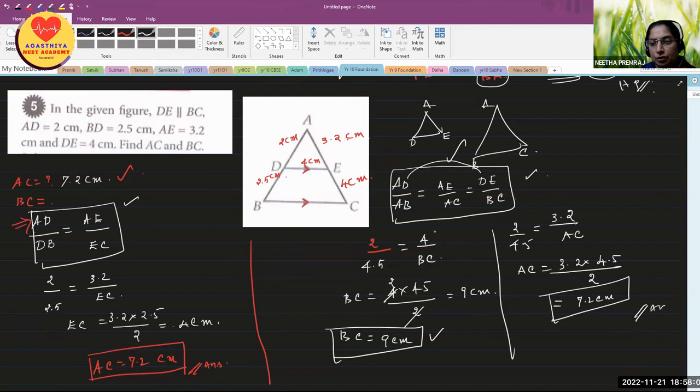Make a note of this. This important point you should know. When you take a part only, you can compare these two ratios. When you consider the whole triangle, then only you can write these three proportions. Yes, make a note of it.